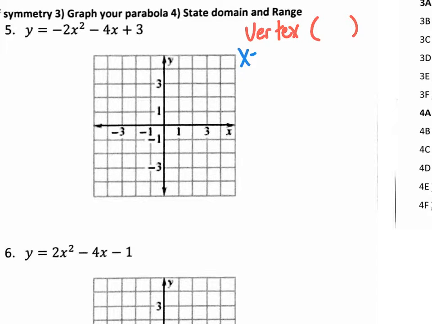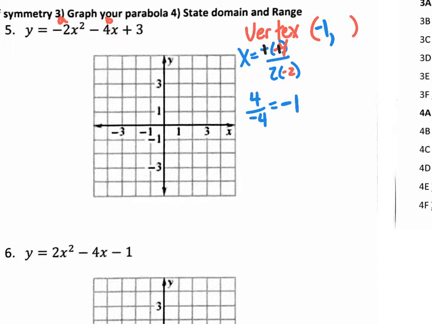Using the formula, x equals negative b over 2 times a. And the b value is negative 4. The a value is negative 2. That's really tiny, sorry. Negative 4 for b and negative 2 for a. So up on top I have a negative 4, which changes to a positive 4. And on the bottom I have a negative 4 because 2 times negative 2 is negative 4. So 4 divided by negative 4 is negative 1, and that is my x value of my vertex.